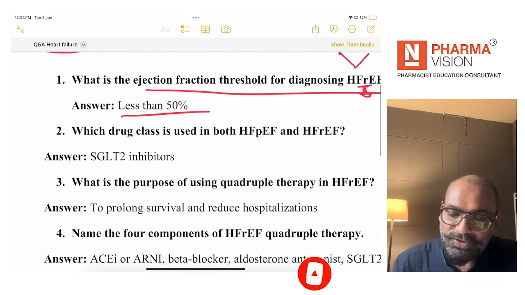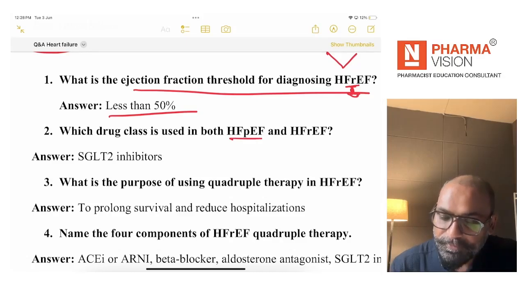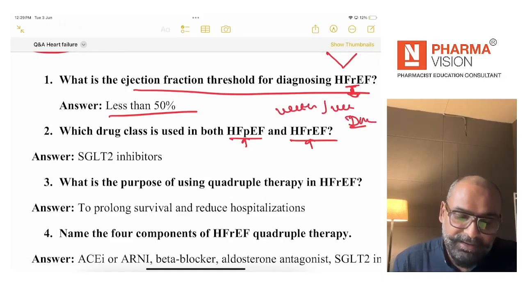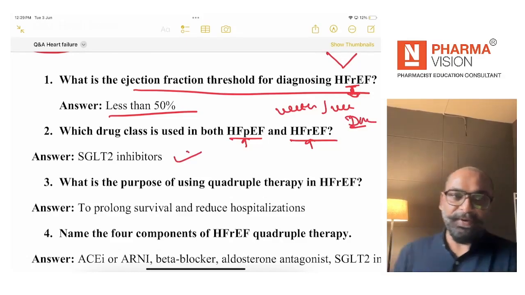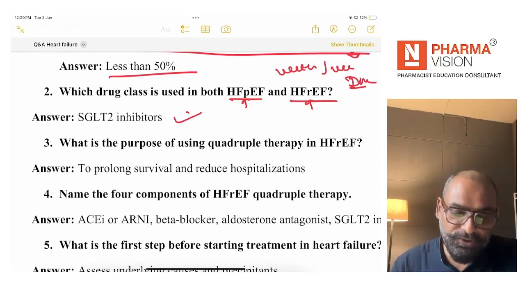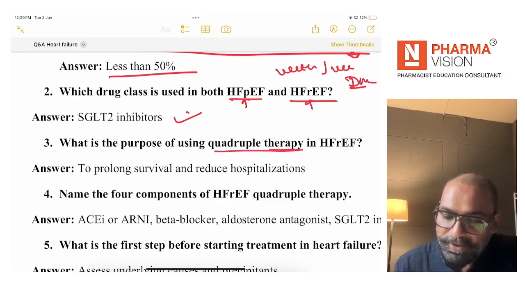Which drug class is used for both preserved and reduced, also with or without diabetes? SGLT2 inhibitors. This medication significantly reduces mortality in both groups of patients. What is the purpose of using quadruple therapy? To prolong survival and reduce hospitalization.